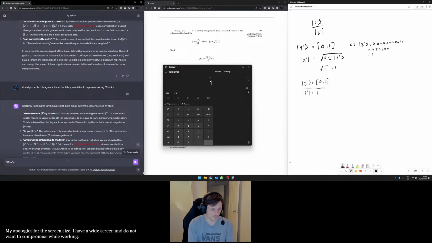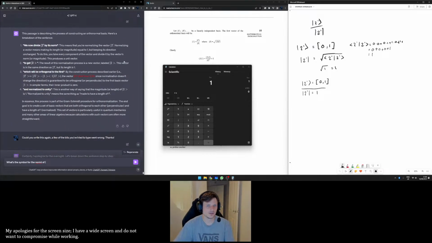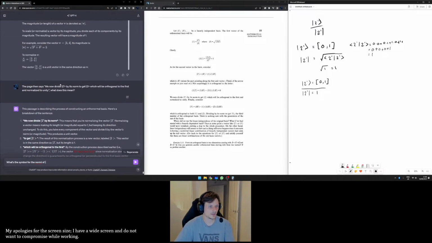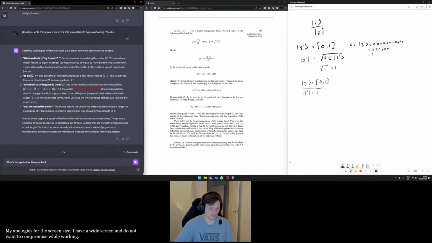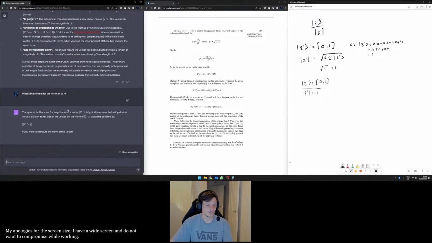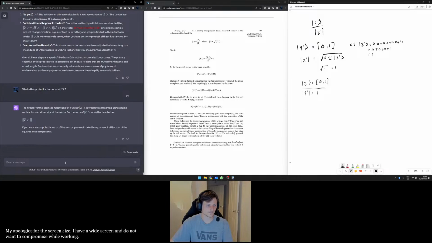What's the symbol for the norm of 2 prime? I thought that was the magnitude.